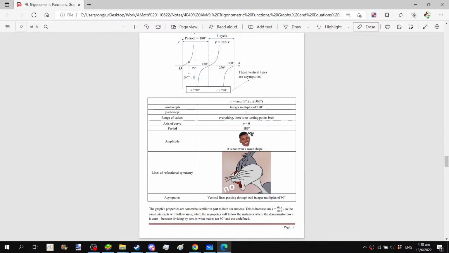It's also worth noting that unlike the previous graphs, which were very nice wave shapes that were symmetric, tangent isn't symmetric at all. So that is also a very tragic thing to deal with.